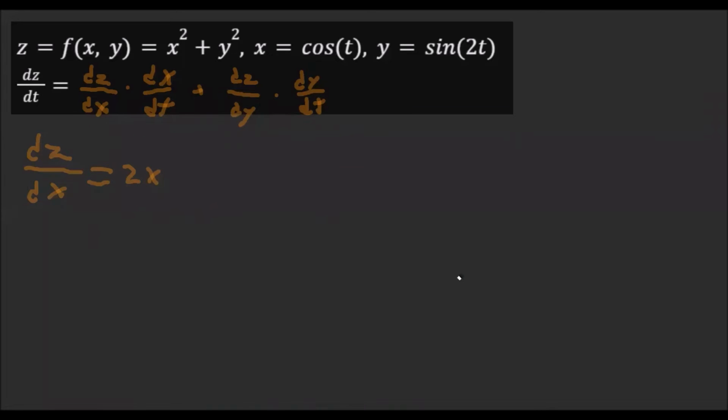The next term we're looking for is dx/dt. Okay, so I've already listed the equation for x, it is cosine of t. This portion of the process is quite simple. We just find the derivative of x with respect to t. The derivative of cosine of t is negative sine of t.